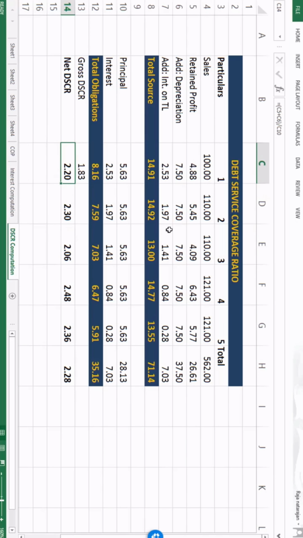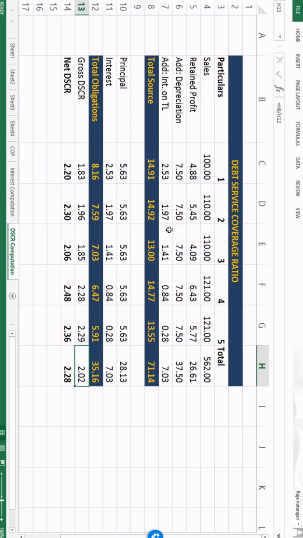So this is your net DSCR, whereas gross DSCR is something where you take total source and compare it with total obligations. Year 1 it's like this, year 2 it's 1.96, year 3 it is say 13 divided by 7.03, it's 1.85, year 4 2.28, and year 5 2.29, and overall it is 2.02. So this is how debt service coverage ratios are calculated.